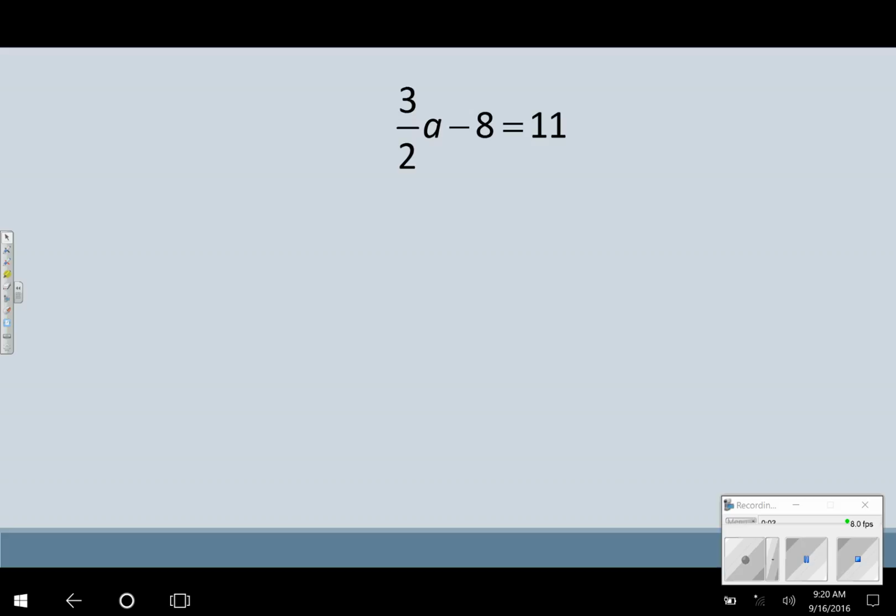Again, a simpler multi-step. We're going to add 8 to both sides. And when I do that, I get 3 halves a equals 19. From here, I'm going to show you 2 different ways that you can solve this.